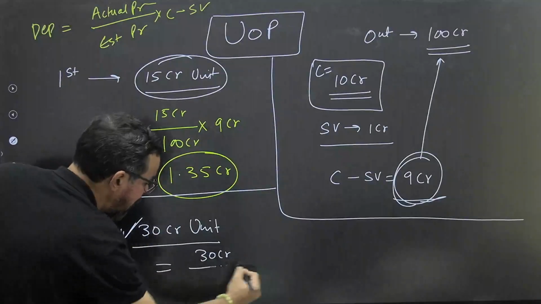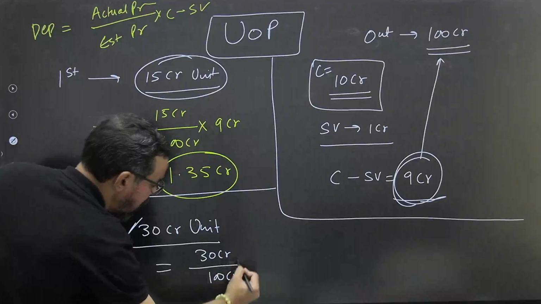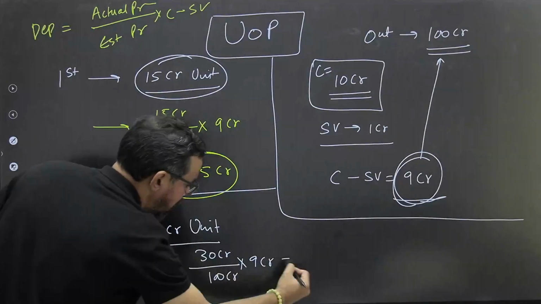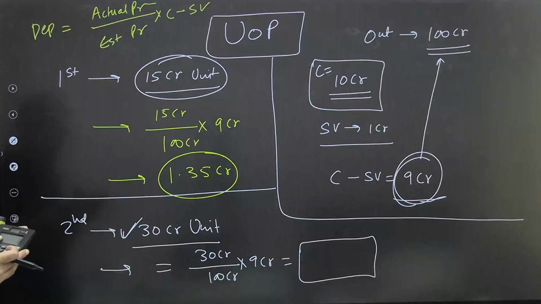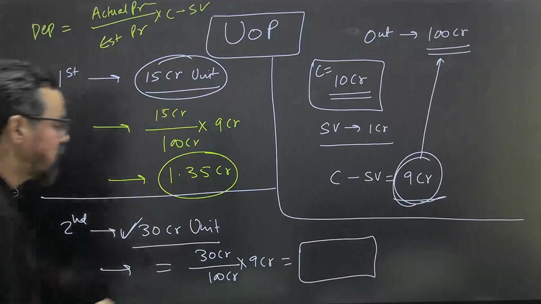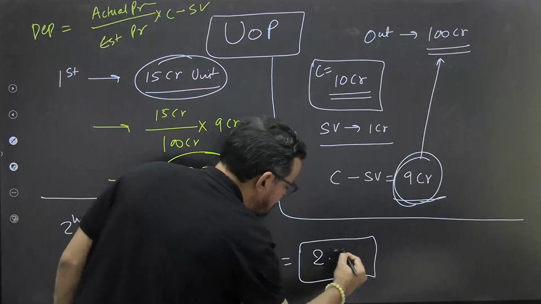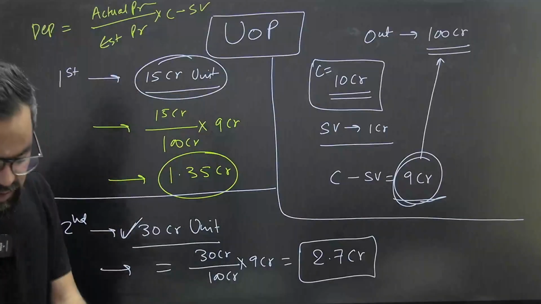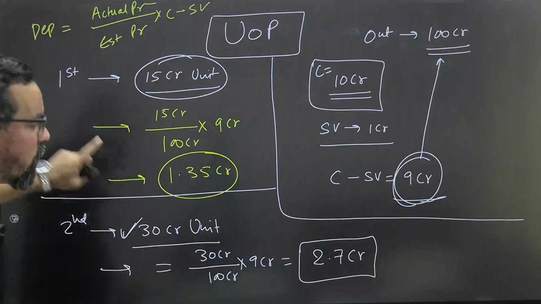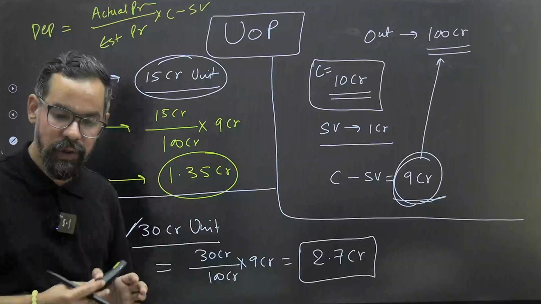30 crores divided by 100 crores into 9 crores, right? So 9 crore means cost minus salvage value. So 30 divided by 100 into 9. So it is 2.7 crore. So depreciation for the second year will be 2.7 crores. So this is the basic calculation. बहुत ही आसान है, ठीक है? I hope you're getting this particular one clearly, right?